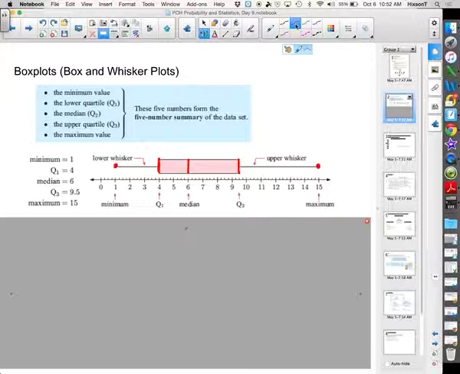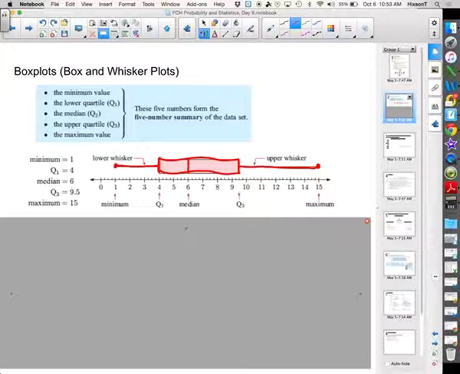So we connect these, we've got our box, and then from Q1, we just draw a line down to our minimum. That's the lower whisker. Then we draw from Q3 up to our max value, the upper whisker. Okay? So we have the box and the whiskers.